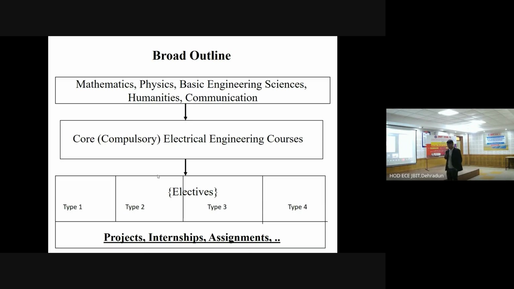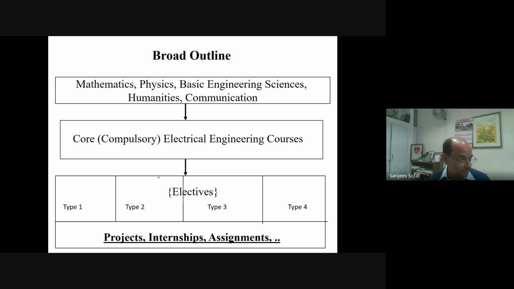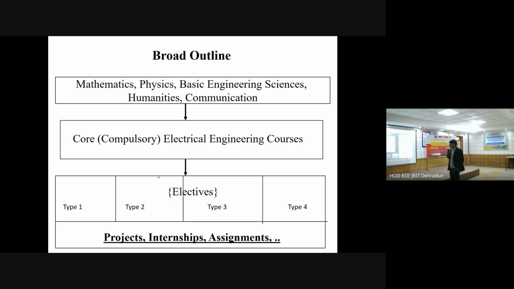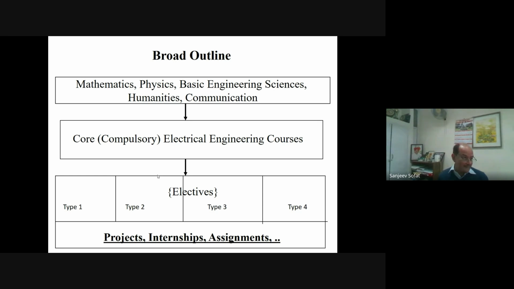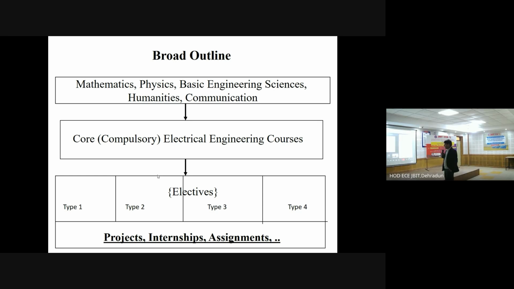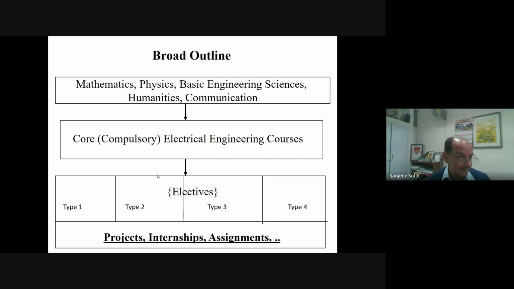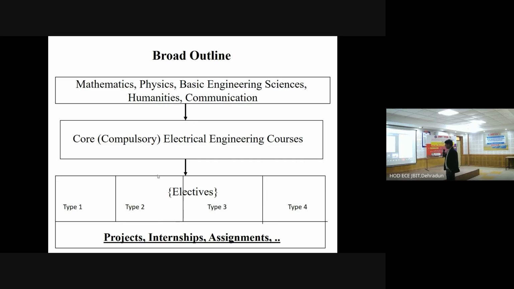Can you tell us about these four blocks? What sort of things do you have under them? Sir, for the core courses, we have analog electronic circuits, microprocessor and microcontroller, semiconductor devices, VLSI design, and some communication-based subjects like microwave engineering and television. Now come to electives. For the elective, we have chosen one course from the management department, and some courses from the computer department like machine learning.